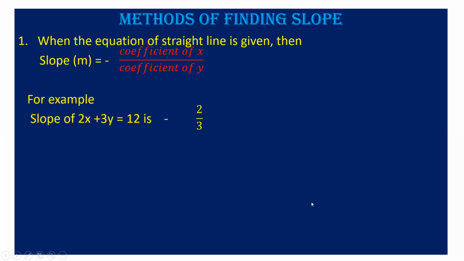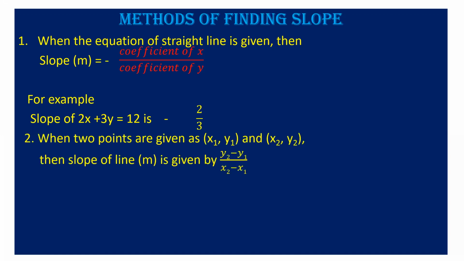So remember, when you are given the equation of a straight line, then we'll find the slope of the line by using minus coefficient of x upon coefficient of y. Now, the next one is very simple. When you are given two points, x1 and y1 and x2 and y2, we simply use y2 minus y1 upon x2 minus x1. So this is the slope of the line segment having the two different points.